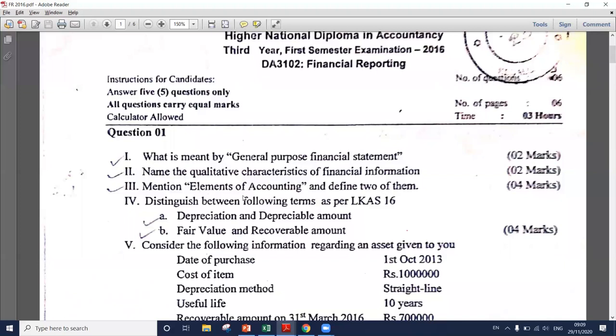Elements there are five: assets, liabilities, income, expenses, and equity. But when it comes to the definition, the answer given for 2016 here is not valid now for 2020. Why? The definitions have been changed or more simplified now. Assets, liabilities, income, expenses, the definitions.